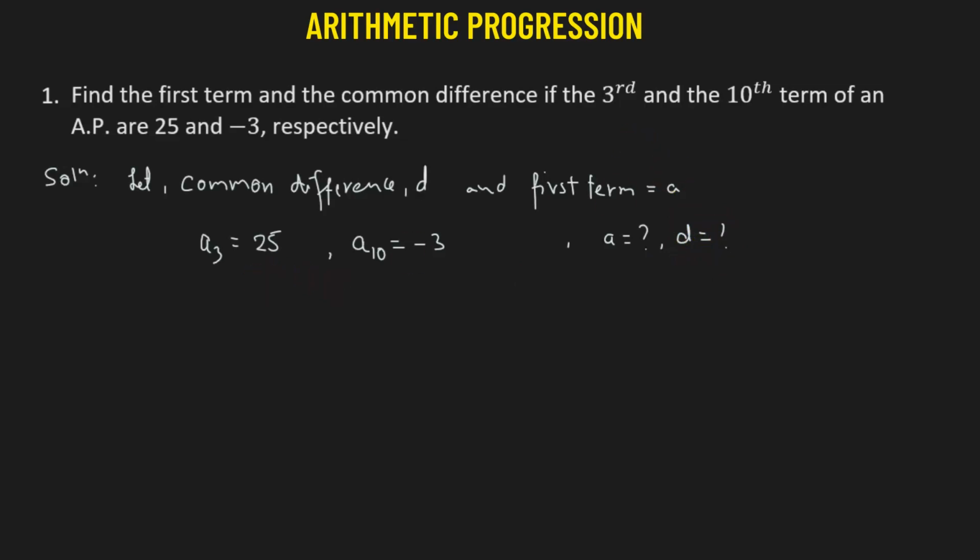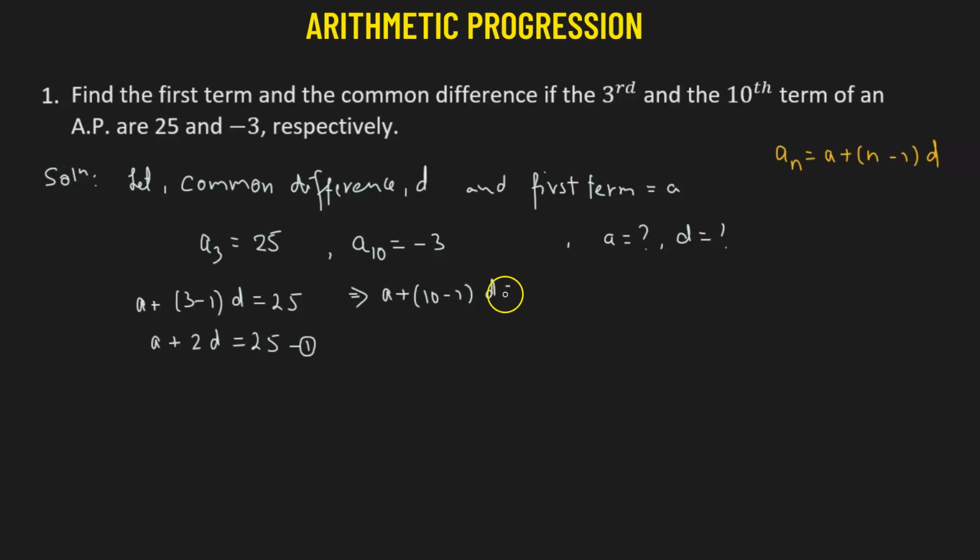So let's begin. We can use here the general form of the nth term, which is given by a plus n minus 1 times the common difference d. So that means the third term will become a plus 3 minus 1 times d equals 25, which gives us a plus 2d equals 25. We'll label this as equation number 1. And the 10th term will be given by a plus 10 minus 1 times d equals -3, such that we have a plus 9d equals -3. We'll label this as equation number 2.